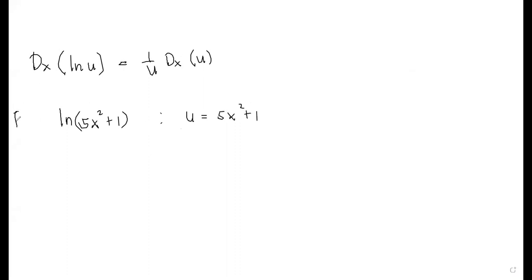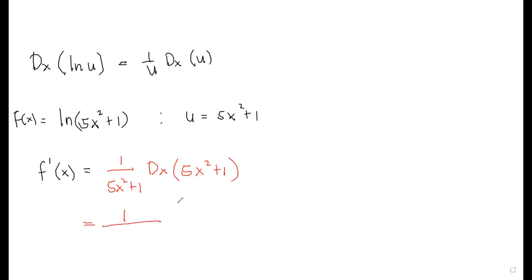That's the function. If we're going to take the derivative of this one, guys, let me change color to show the difference. 1 over u, which is 5x squared plus 1, times the derivative of u. I'm just going to write the notation so you can see the solution. Our instruction here is to get the derivative of 5x squared plus 1.